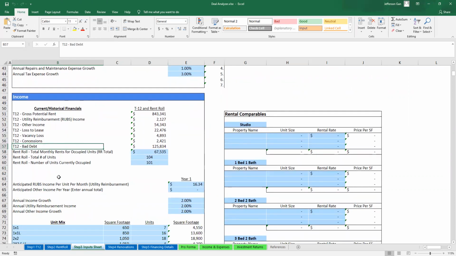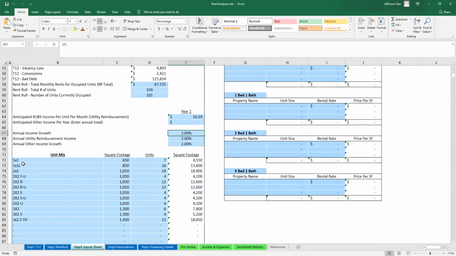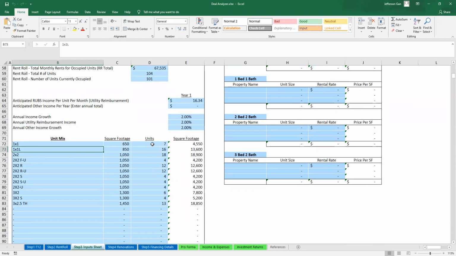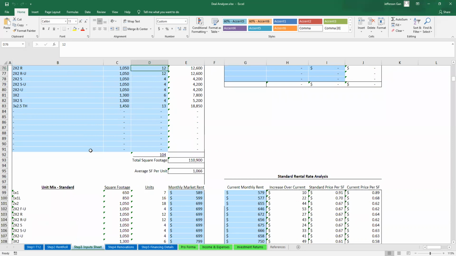Then for your version of the other income, this is the place that I put it. Then also the RUBS. So this is per unit per month. That is for this deal analyzer. Then this is the bump of rent, like how much of an increase in income I will be expecting. Then these are the different unit mix for this particular property. Then what's the square footage? Then these are the number of units for that particular unit mix.